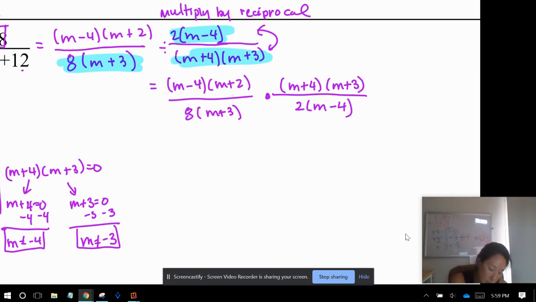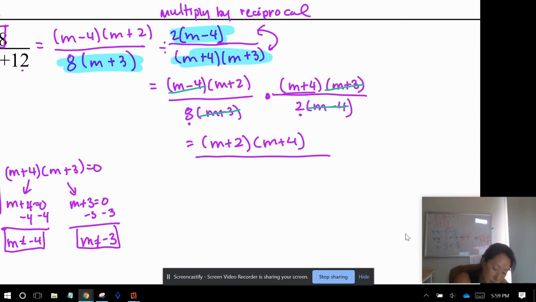All right, we cancel like whoa. Anything from the numerator and anything from the denominator will cancel. So I get m plus 3 divided by m plus 3. I've got an m minus 4 and an m minus 4. And I think that's it. So what's left is a factor in the numerator of m plus 2 times m plus 4. I can multiply 8 times 2, giving me 16. Another way you could write this is 1 over 16 times m plus 2 times m plus 4.